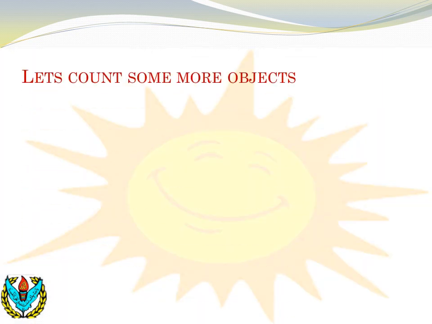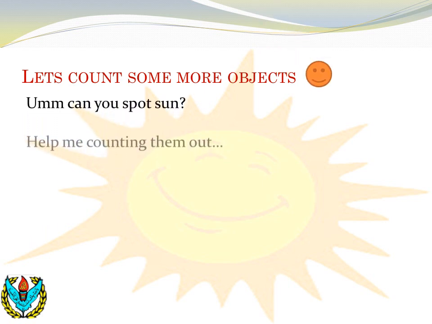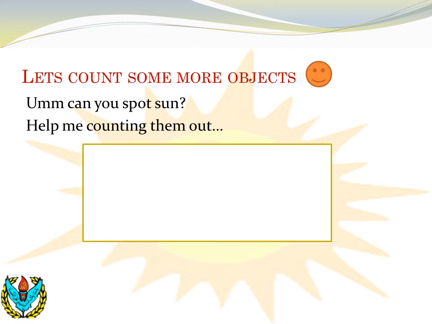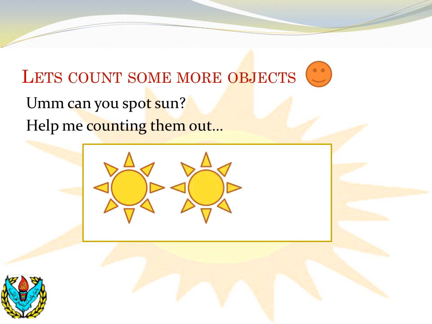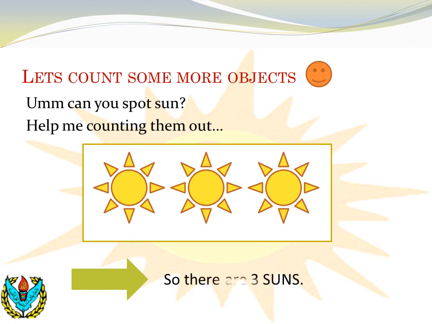Let's count some more objects. Count with me. There are some suns on your screen. 1, 2, 3. So there are 3 suns in total. There are 3 suns: 1, 2 and 3.